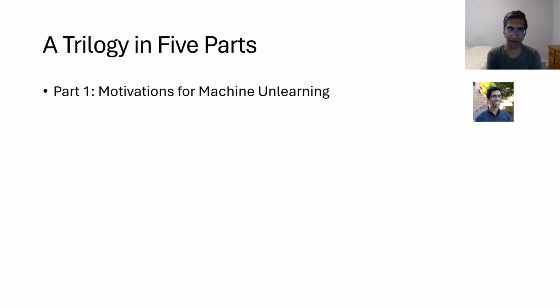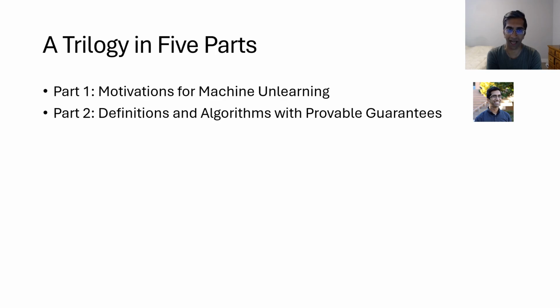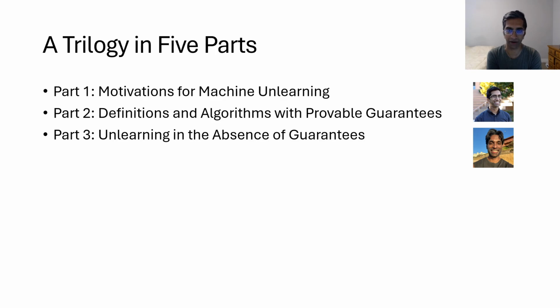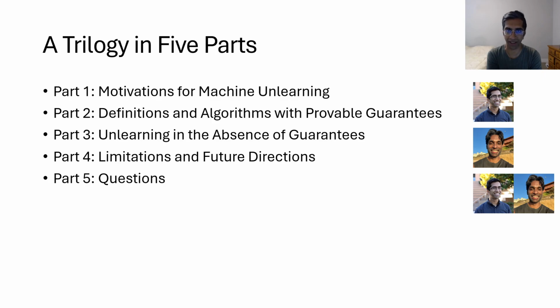So in today's tutorial, there'll be 5 parts. For the first part, it'll be me presenting. I'll talk about motivations for machine unlearning, followed by some definitions and algorithms with provable guarantees. We'll see that these provable guarantees can be very important for certain applications. But then my co-presenter Vinith will take over, and he'll tell you about unlearning in the absence of guarantees, as well as limitations and future directions for machine unlearning. Unfortunately, we won't be able to take questions during this recording, so you can email us if you have any pressing questions.